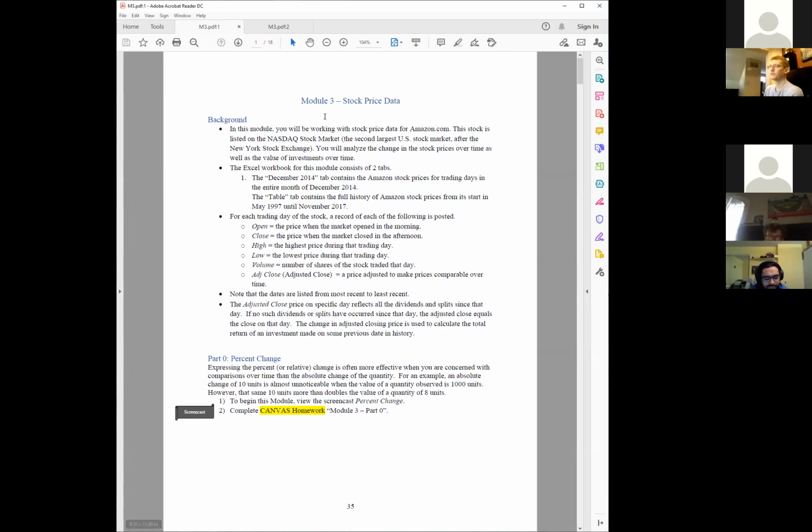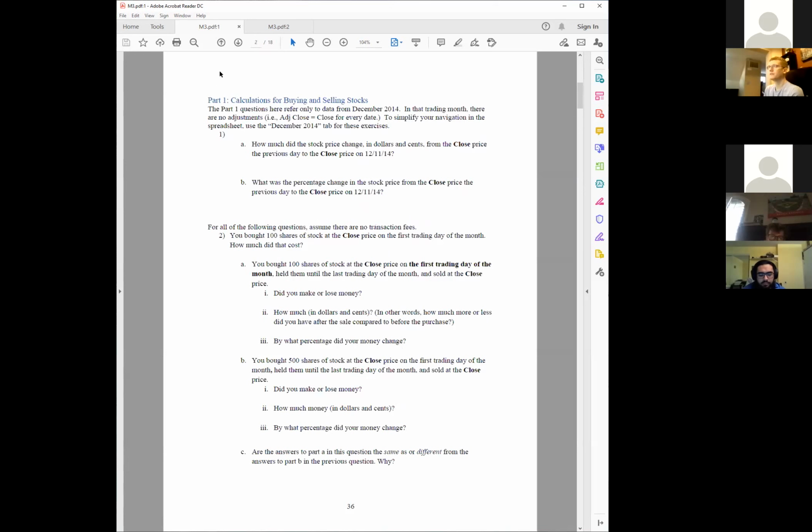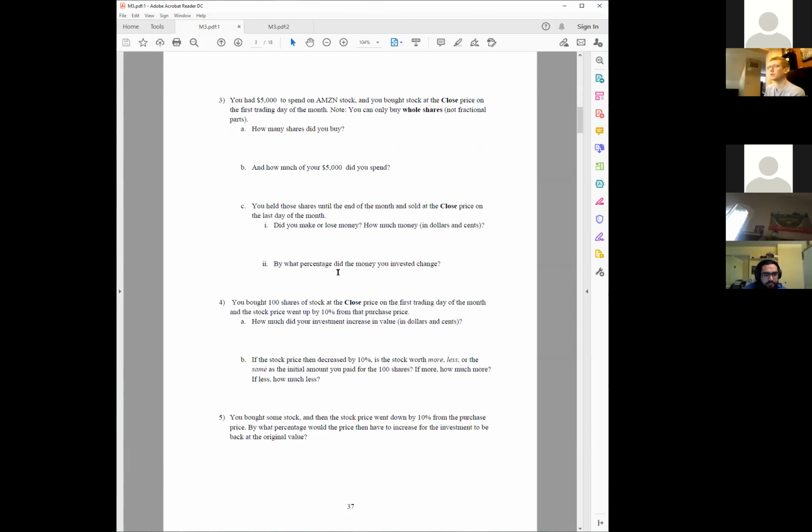So on this first page are a few explanations of some of the data that we're going to look at in a second, but I'll go over that when we pull it up. And today, what we're working on in part 1 is primarily these types of questions. You buy some shares one day, what does it cost? What percentage did it change by? That sort of thing.